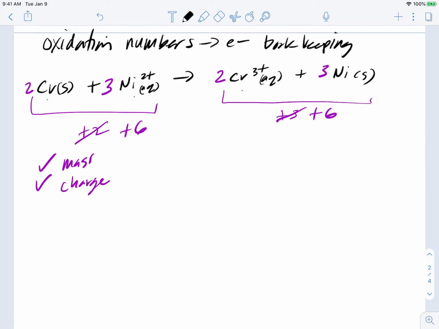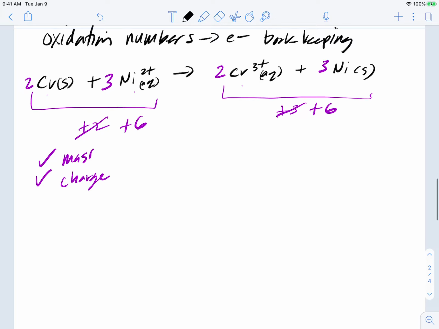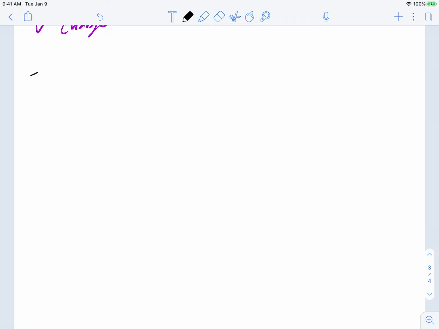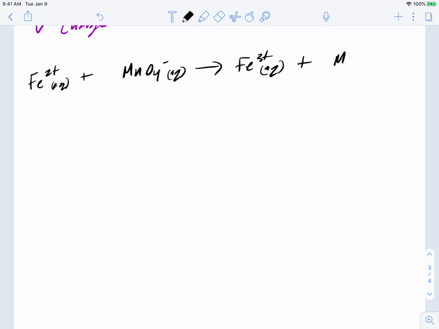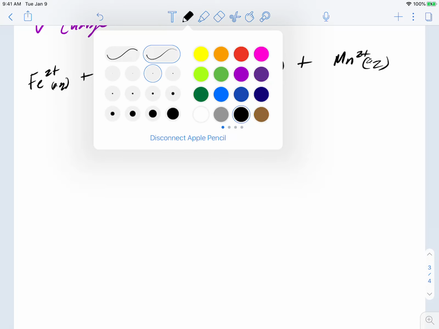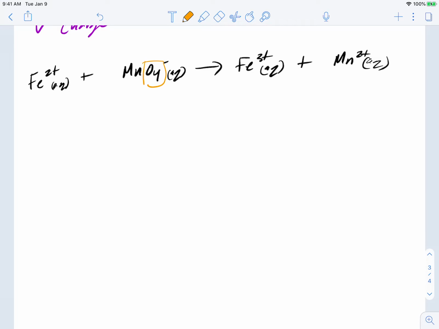And then again, if we do this for more complex reactions, such as this one, Fe2+ aqueous plus MnO4- aqueous goes to form Fe3+ aqueous plus Mn2+ aqueous. So if we look here, we have a problem, and that is our oxygen. Our oxygen is over here, but there is no oxygen on the product side.